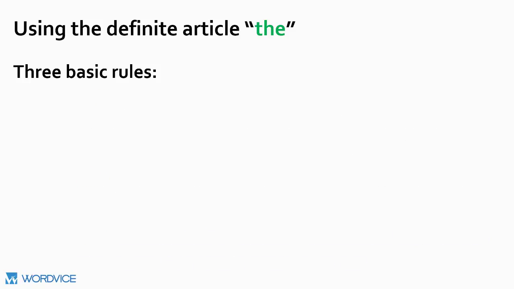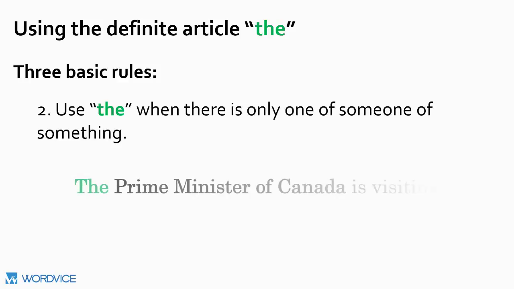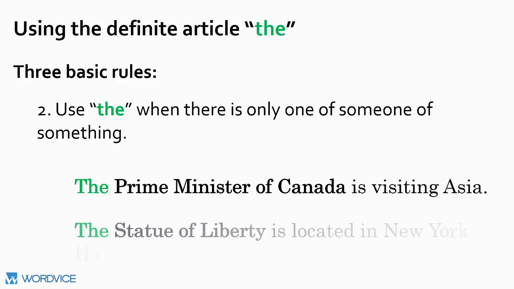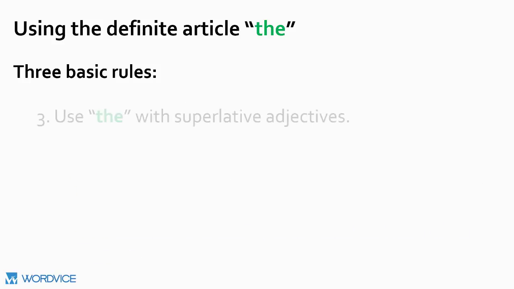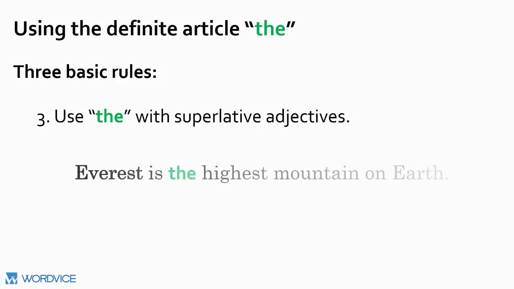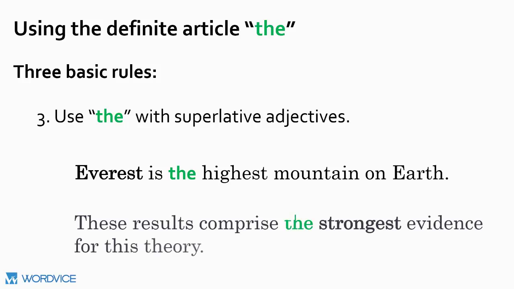Second, use the when there is only one of someone or something. For example, the Prime Minister of Canada is visiting Asia. There is only one Prime Minister of Canada. The Statue of Liberty is located in New York Harbor. As there is only one Statue of Liberty, the definite article is used. Last, use the with superlative adjectives. Everest is the highest mountain on Earth. These results comprise the strongest evidence for this theory.